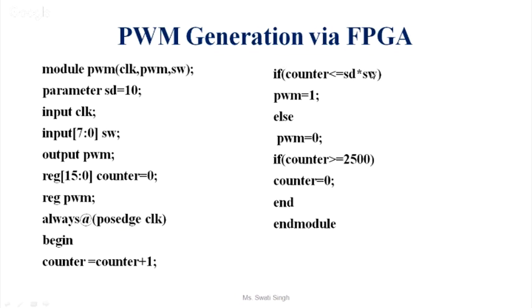Now whenever your counter is less than or equal to this parameter, then PWM equals 1, and when this condition is false, else PWM equals 0. This means the equation will execute as long as your counter value is less than or equal to 2500, and if it is above that, then your counter will be 0. End module.